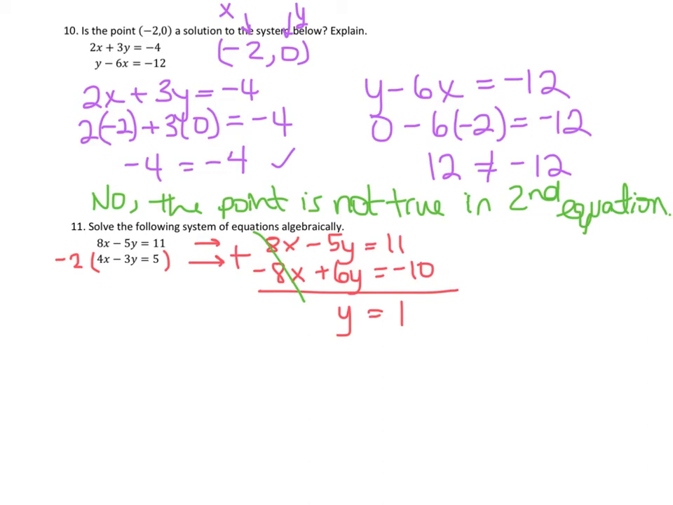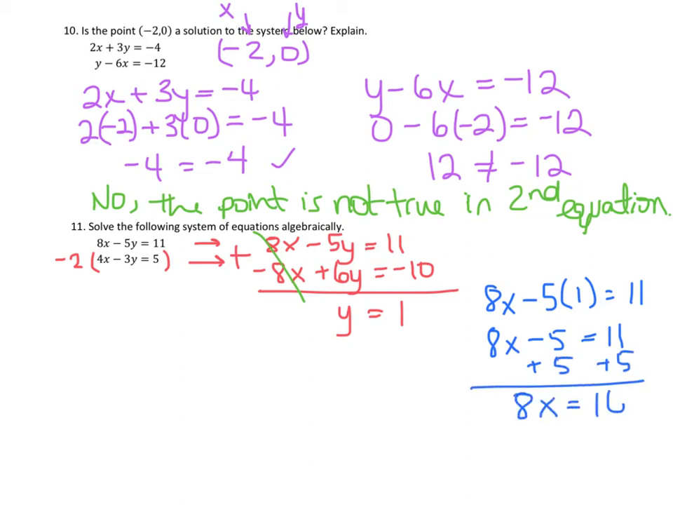I need my x. So now I'm going to take that and plug it back in for my y value in one of the equations. I'm just going to take this top equation, 8x minus 5 times 1, replacing the y with the 1, equals 11. So 8x minus 5 equals 11. I'd of course have to add 5 over.